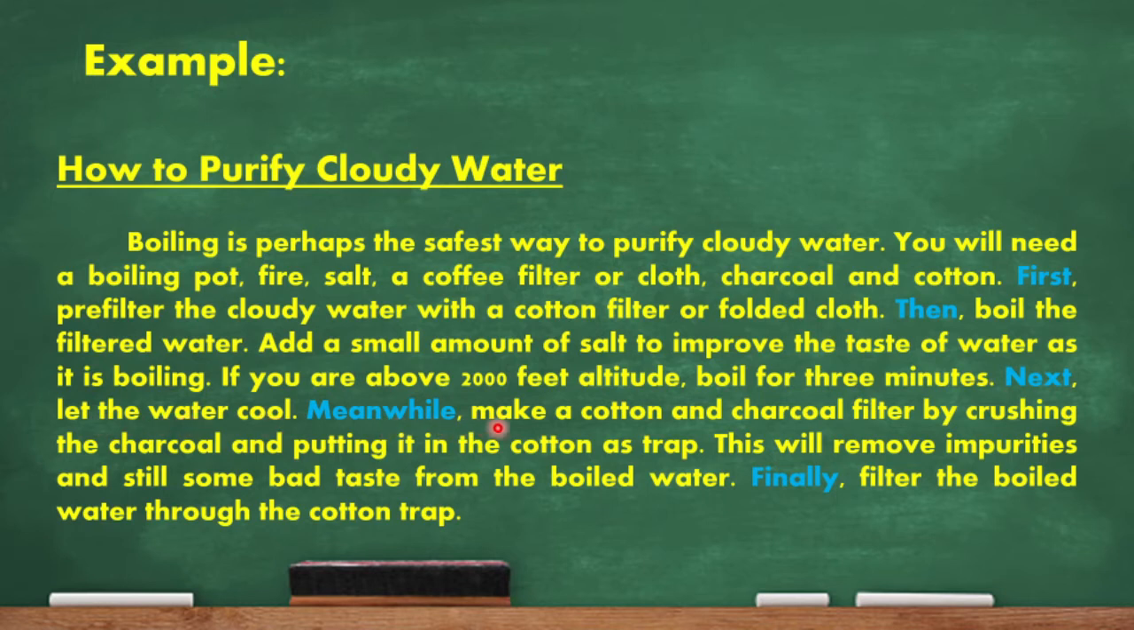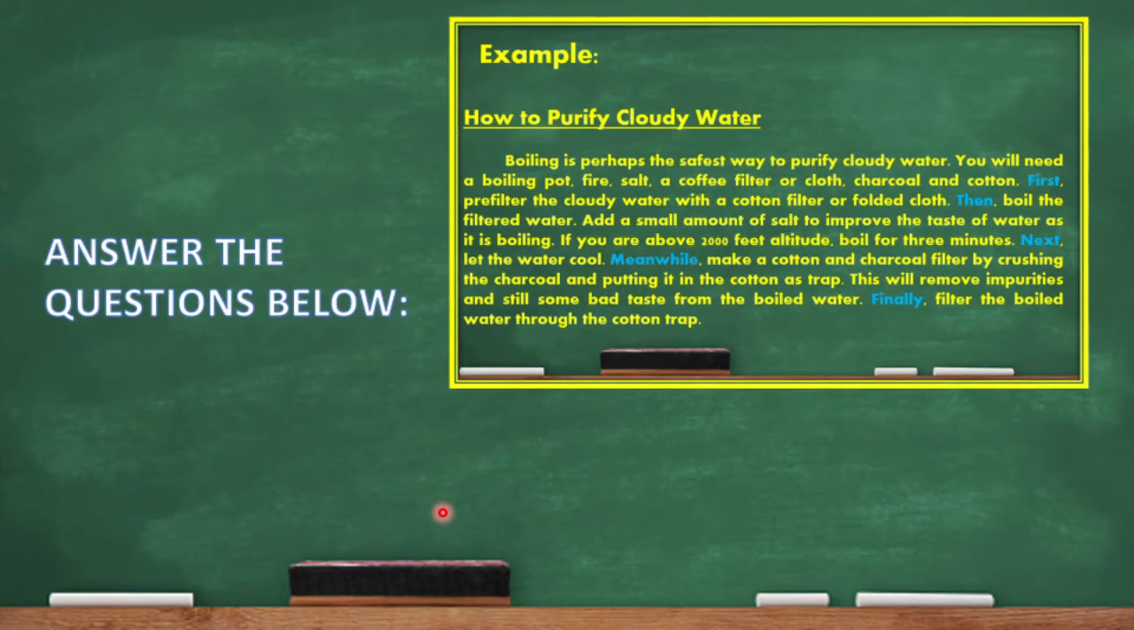Meanwhile, make a cotton and charcoal filter by crushing the charcoal and putting it in the cotton drop. This will remove impurities and some bad taste from the boiled water. Finally, filter the boiled water through the cotton drop. Alright, I believe that you have noticed things from this example. Number 1 question for us to know: What is the text about?